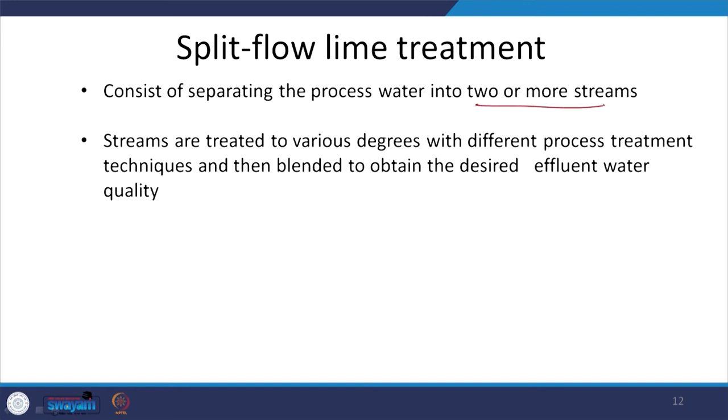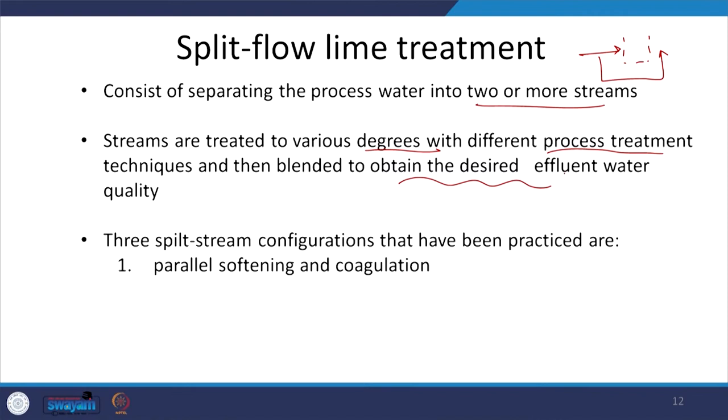So two or more streams. One aspect was it's coming in like this, and there is also a bypass to that excess lime treatment initially. That's something to keep in mind. The streams are treated to various degrees with different process treatment techniques. And then you can blend them. For example, I don't need to treat everything to the same extent. If by mixing, let's say, 2-3 different streams, I can achieve my desired effluent quality without having to spend a lot, right?